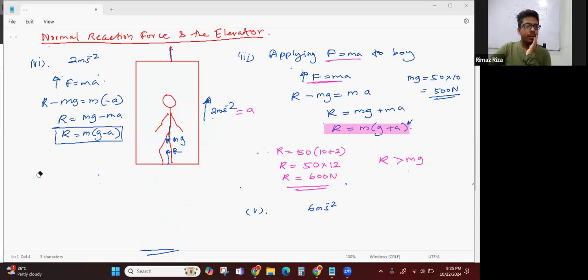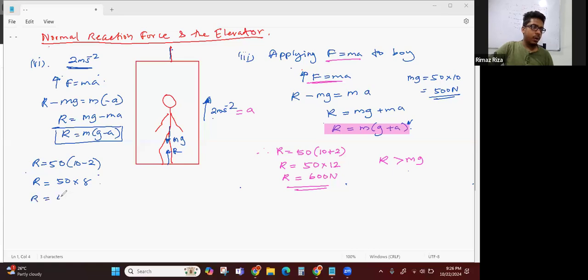Okay, then now we can find the value of R. So R equals, mass is 50, g is 10 minus 2. Deceleration is 2. So R equals 50 into 8. R equals 400 Newton. Right? So here you can see R is smaller than mg.